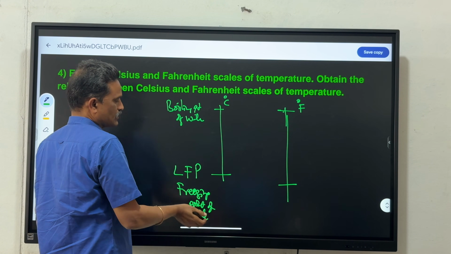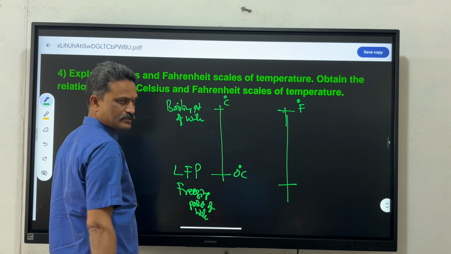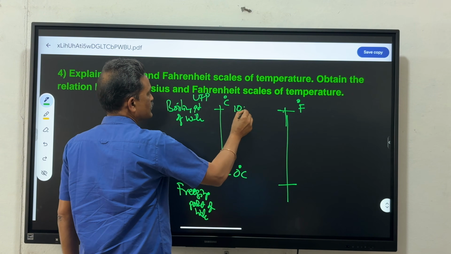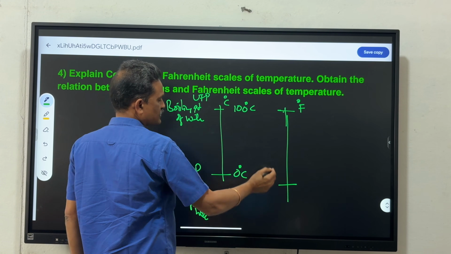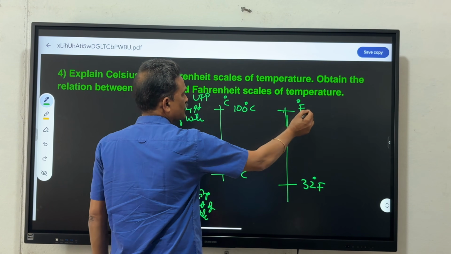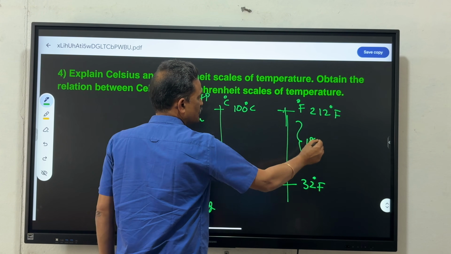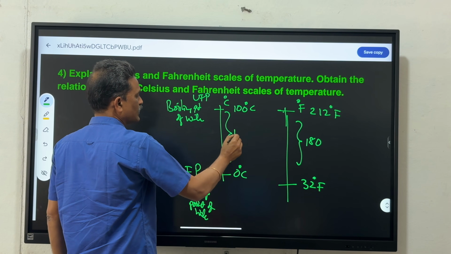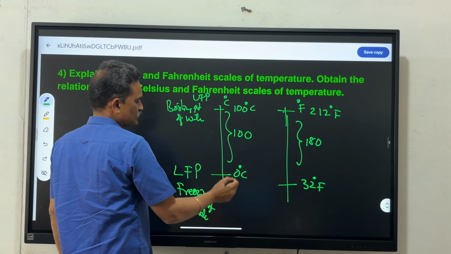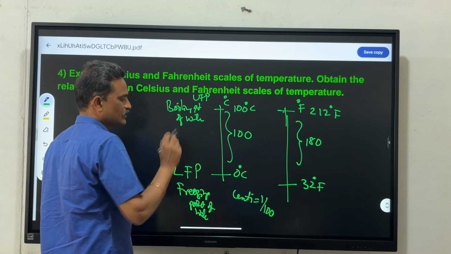In the Celsius scale, the lower fixed point is taken as 0 degrees Celsius. And the upper fixed point, that is the boiling point of water, is taken as 100 degrees Celsius. Whereas in the Fahrenheit scale, the lower fixed point is taken as 32 degrees Fahrenheit and the upper fixed point is 212 degrees Fahrenheit. So it is divided into 180 small divisions, whereas the Celsius scale is divided into 100. From this, in olden days, the Celsius scale used to be called centigrade. Centi is 1/100th.